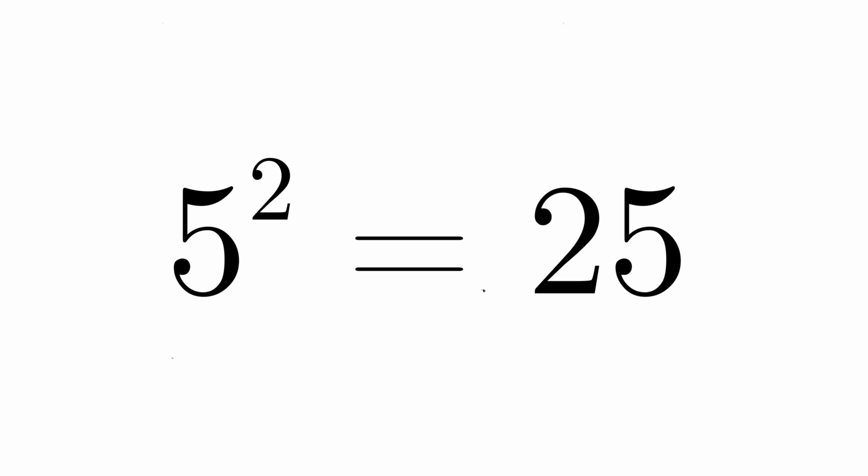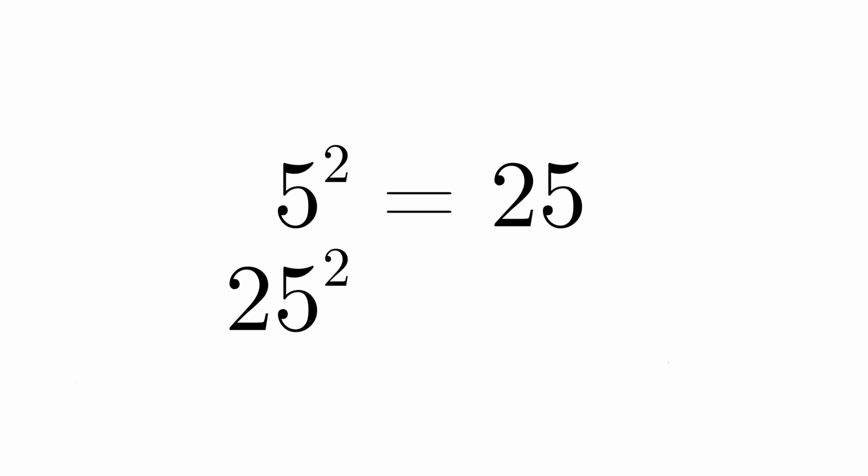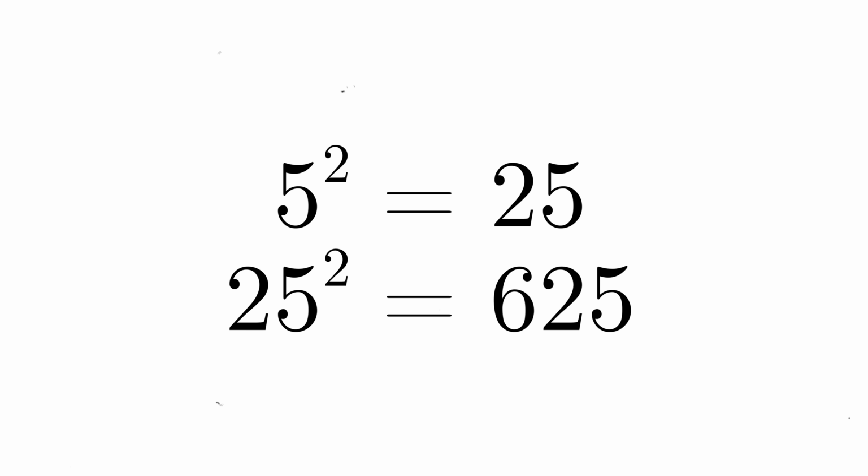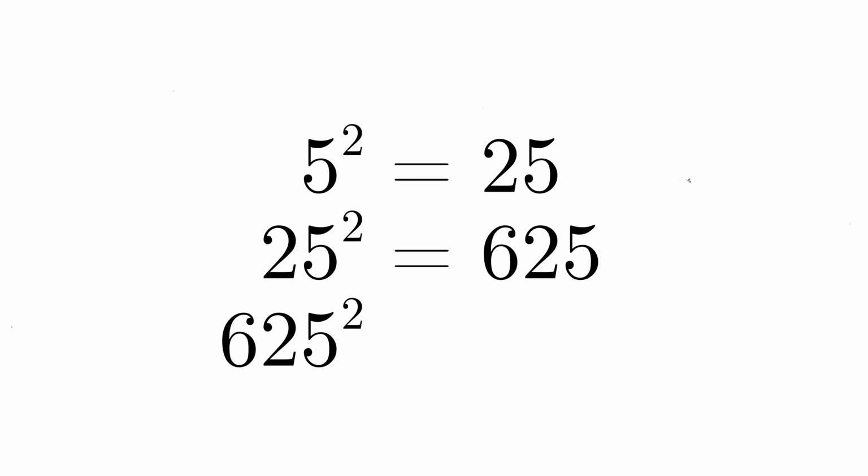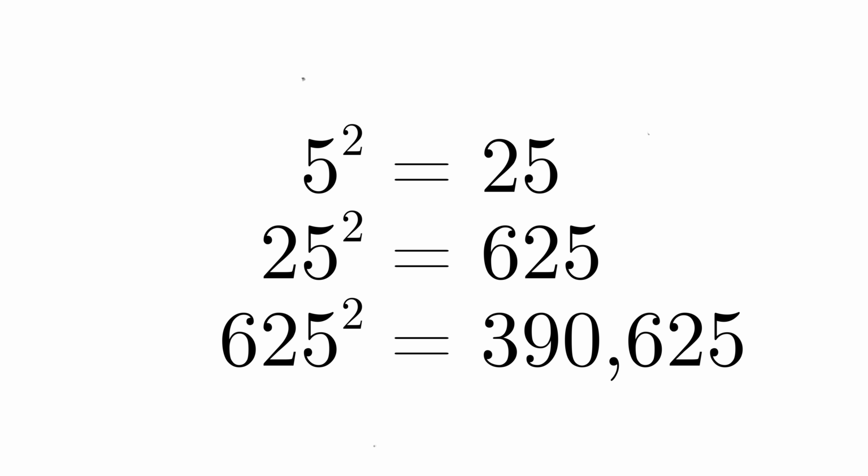Take the number 5 and square it. You get 25. Now take 25 and square it. You get 625. Square 625, and you get 390,625. Do you see the pattern? 5 squared ends in a 5, 25 squared ends in 25, and 625 squared ends in 625.